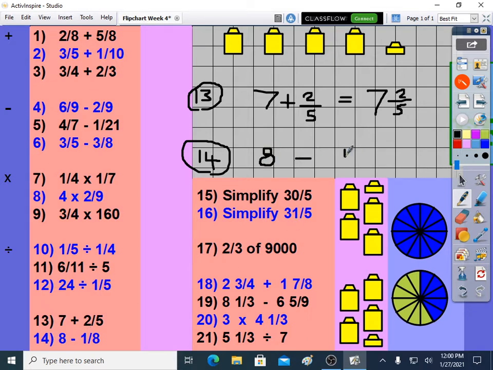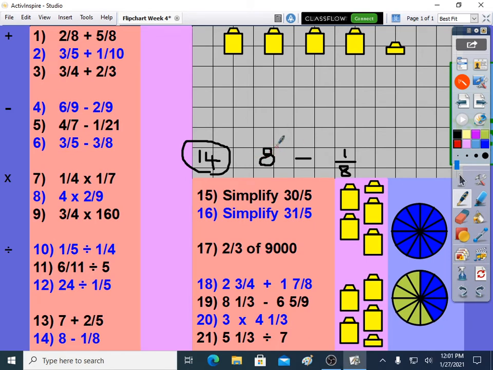8 minus 1/8 is next. Now this doesn't work because the first number, 8, is a whole number. The second number is a fraction. 8 is much bigger than 1/8, isn't it? 8 whole ones, much bigger than just a little bit of 1/8. So there's different ways to do this. One way is change 8 into a fraction. And I don't mean 8 whole ones because with it being minus, the denominators have to be the same. You could do that and you would be able to get there by doing some more steps. But I'm going to change 8 into eighths, which are much smaller.